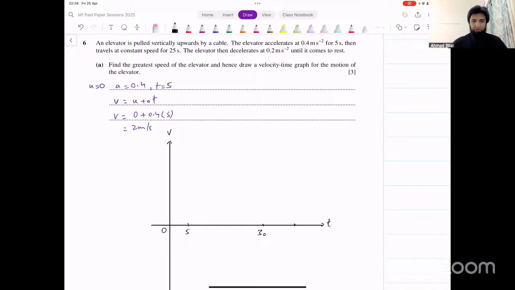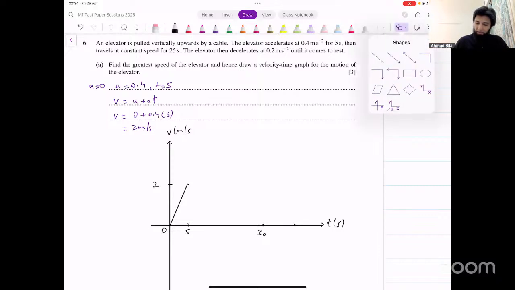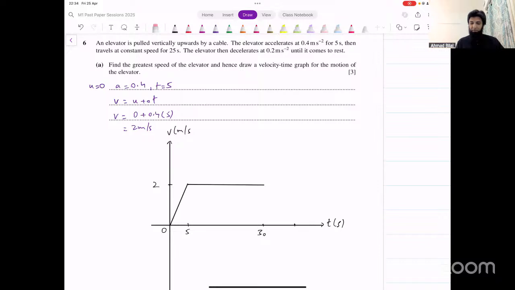It accelerates constantly in the beginning, so we can have a straight line for that part. We know that this velocity value is what? 2. This is meters per second. This is seconds. And then it remains at constant velocity for 25 seconds. That means up to 30 seconds. Okay. And then it comes down.